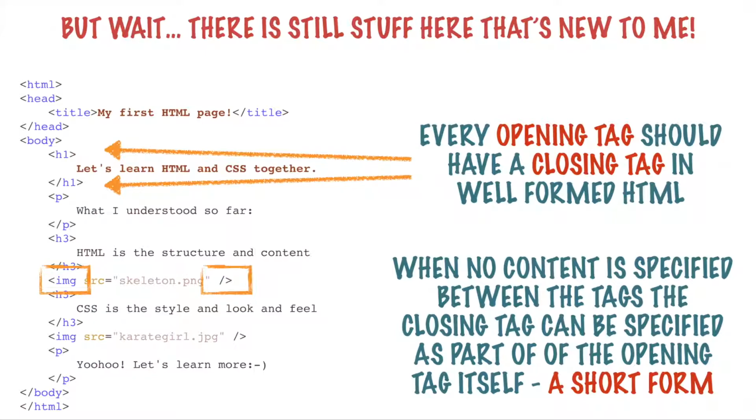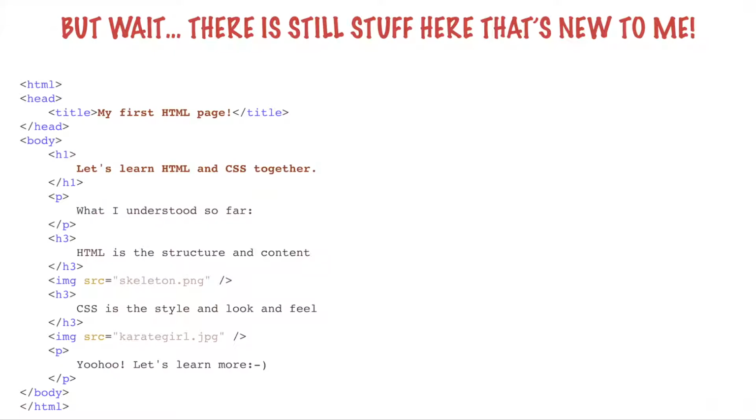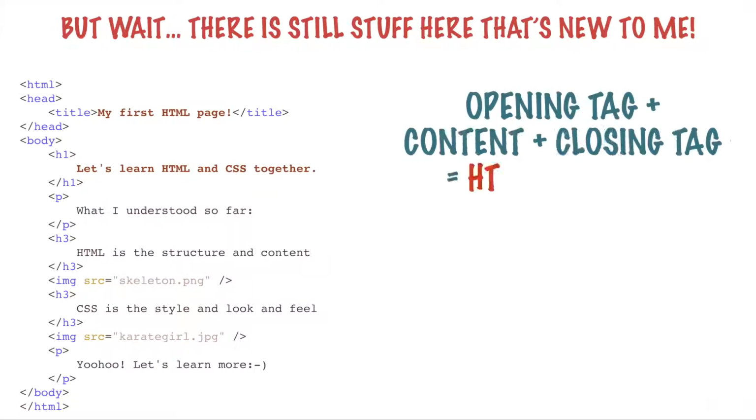Next up, when a tag has no text which has to appear between the opening and closing tags, you can combine the opening and closing tags using the notation that you see on screen now. The slash at the end of the image tag indicates that this is both an opening and a closing tag. Again, when no content needs to be specified between the tags, you can combine the opening and the closing tags. This is kind of a shortcut.